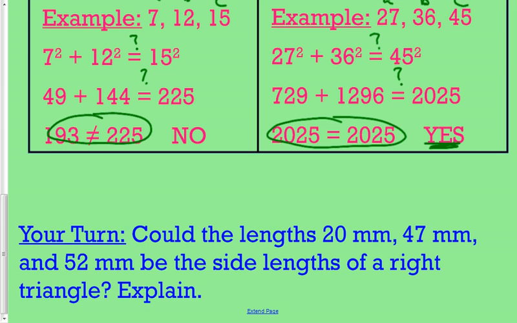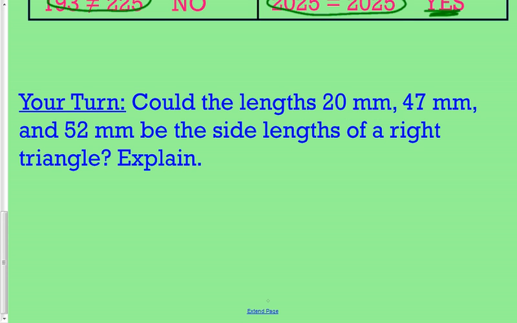Again, still just using our Pythagorean theorem. But here's the example. And if you want to draw it out, you can. Could the lengths 20 millimeters, 47 millimeters, and 52 millimeters be the side lengths of a right triangle? And be able to explain, back up your answer. So I'm going to have you pause it. Why don't you try plugging in for the Pythagorean theorem. Make sure you plug in the correct spots for A, B, and C, and see if it's a right triangle or not.